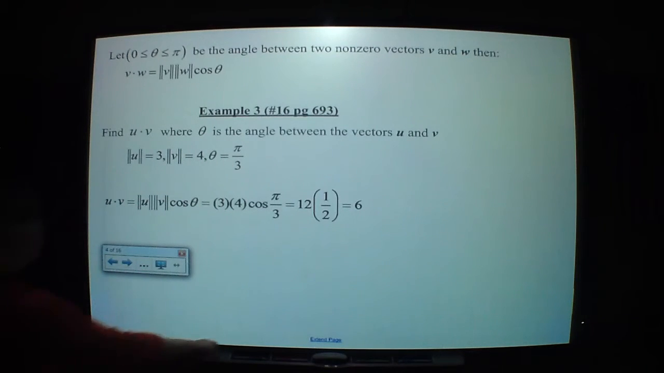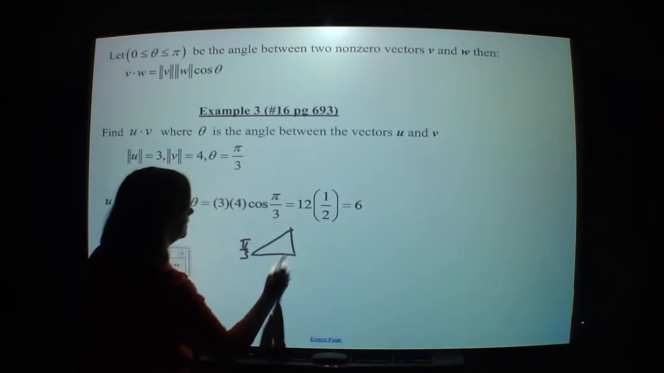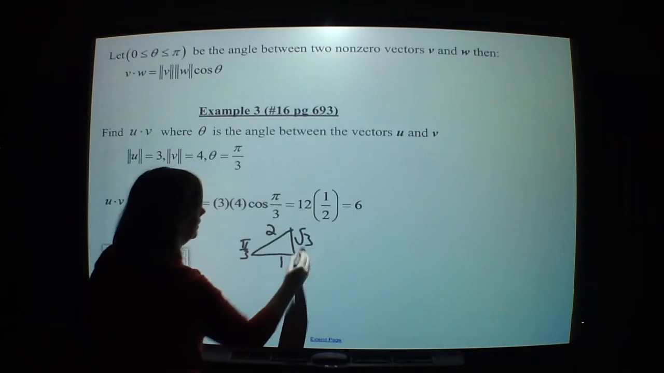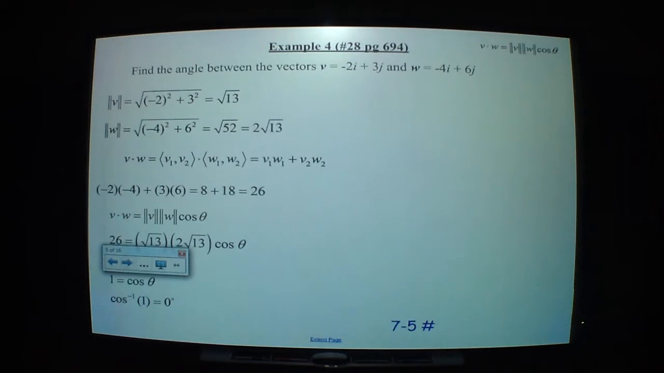Cosine of pi over 3. Remember the pi over 3 triangle: if this is pi over 3, 1, 2, radical 3 is what the triangle looks like, so the cosine is 1/2. So 3 times 4 times 1/2, which gives you 6. Example 4, find the angle between the vectors -2i plus 3j, and vector w is equal to -4i plus 6j.